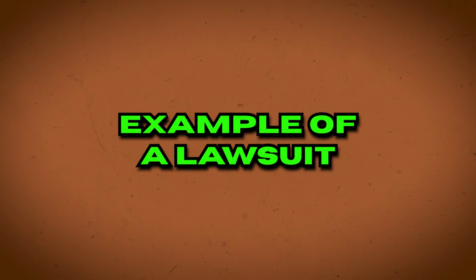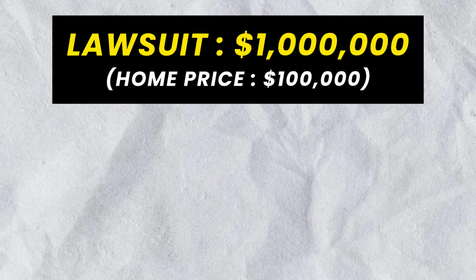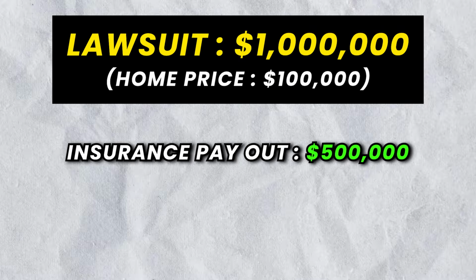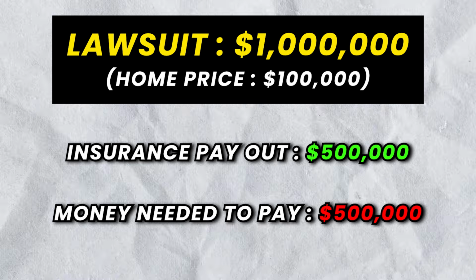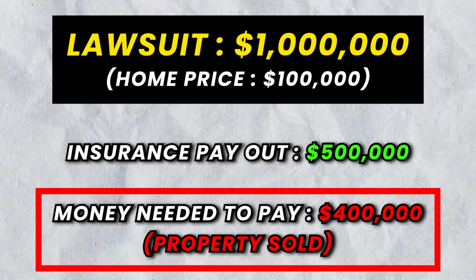So as an example of a really bad lawsuit, imagine losing a $1 million lawsuit on a home that's only worth $100,000. After all the insurance payouts, you still may be on the hook for another $500,000. And if you sold the property for $100,000, then that still leaves you with $400,000 that you'd have to pay out of your own pocket.